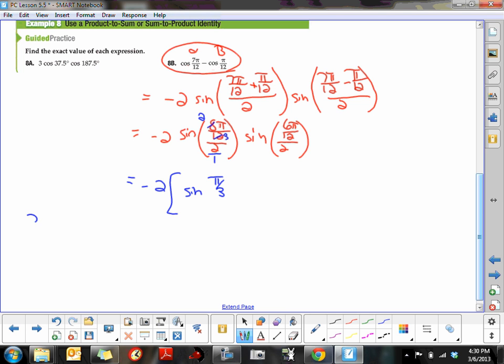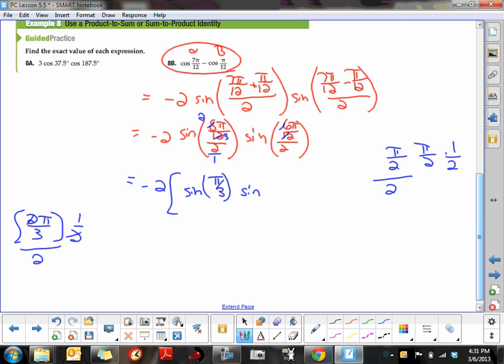Over the side here, I got 2 pi thirds that we were dividing by 2, which is the same thing as multiplying it times 1/2, which cancels those out. So there's where the pi thirds came from. Then times the sine of, and 6 pi 12ths is pi halves. So over here I'm thinking that's pi halves divided by 2, which is really pi halves times 1/2. So we get pi fourths. So the sine of pi fourths.